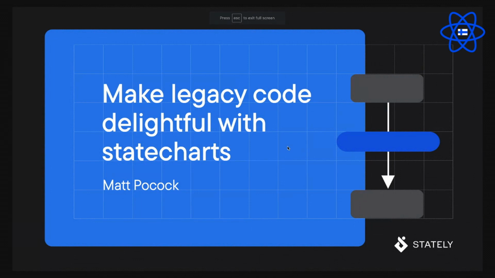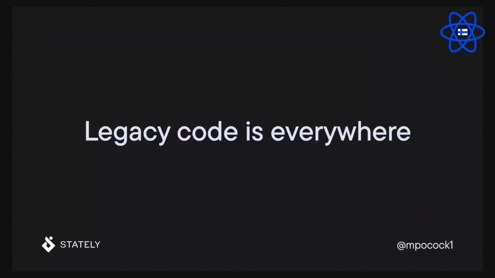Okay, I'm here to talk about making legacy code delightful with state charts, which is a kind of tough problem because legacy code is everywhere. It's part of the way that we create value as developers: we sift through this code that we've never seen before, that no one knows what it does, and we work out what it does, right?